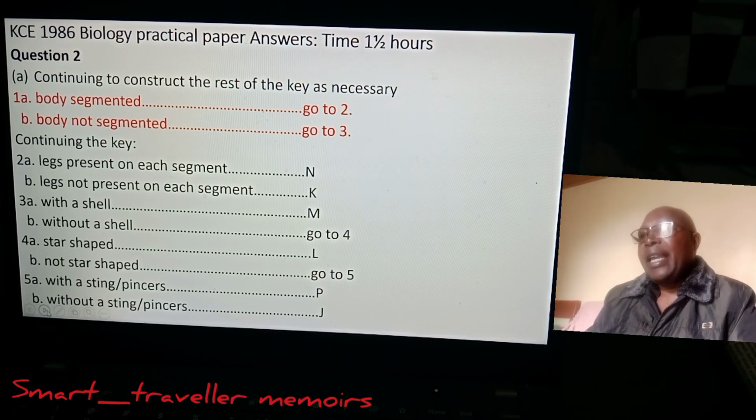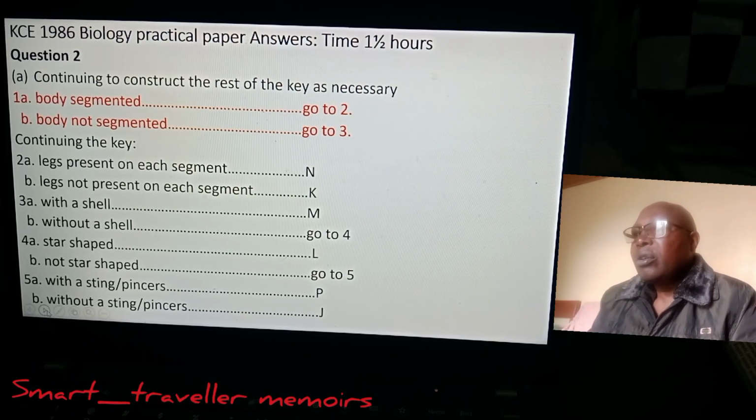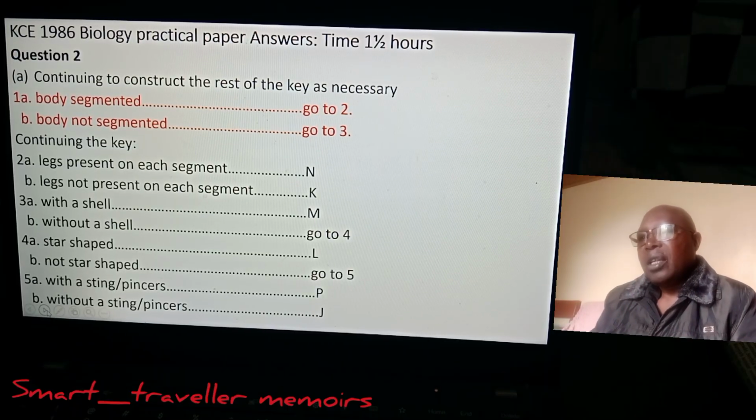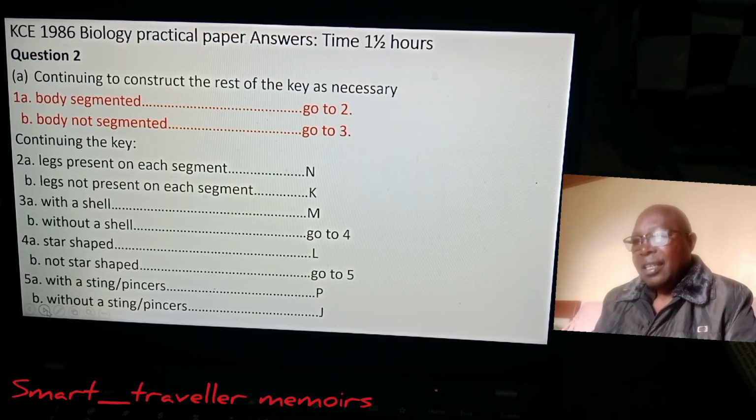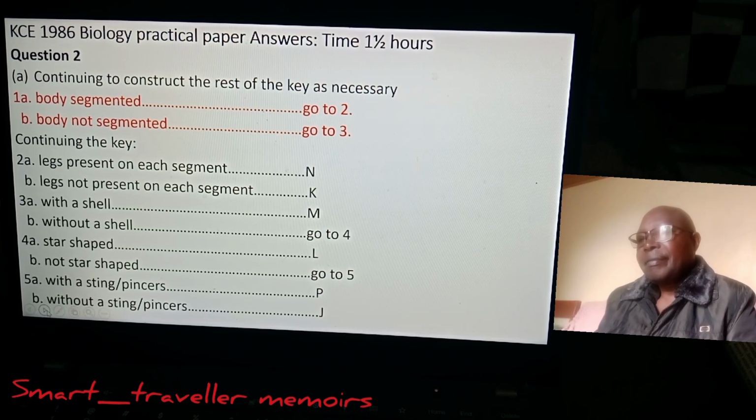Continue, where A, you are continuing to construct the rest of the key as necessary. So what is in red is what was given. That is 1A, body segmented, you go to 2. 1B, body not segmented, you go to 3. So continuing that key, number 2A, legs present on each segment, you have identified N. Number 2B, legs not present on each segment, you have your K.